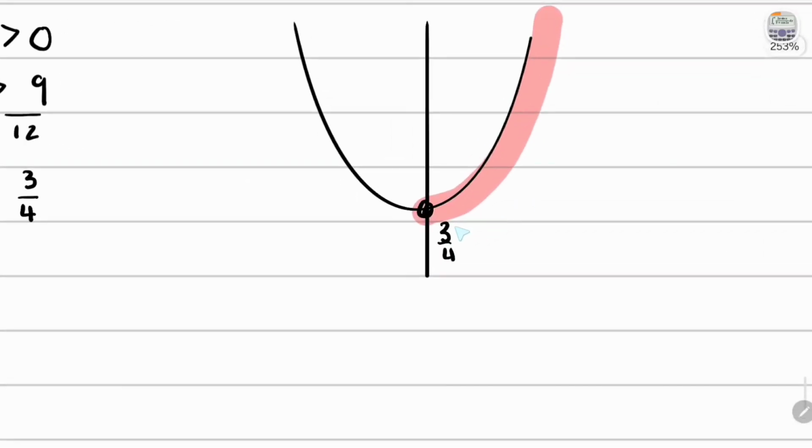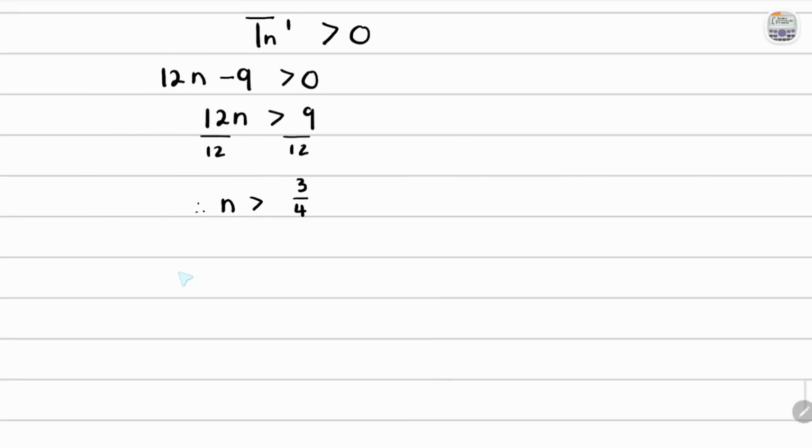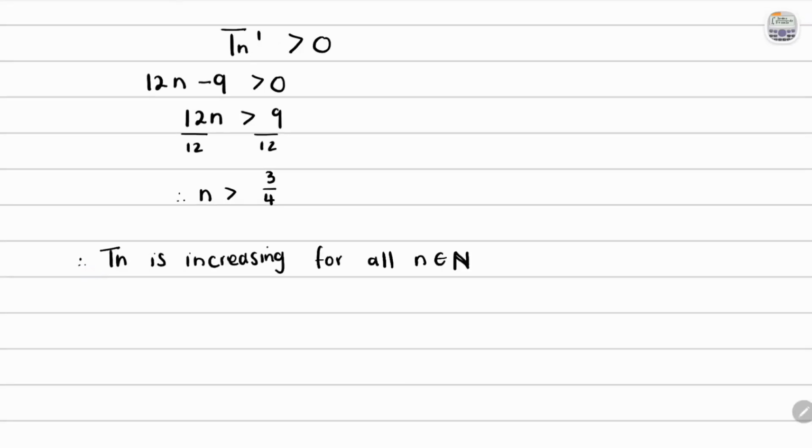It's going to be numbers like 1, because 3 over 4 is less than 1. It's almost 1, but it's less than 1. So after that, we'll have 1, and then 2, and 3. And you can see that for all these n values, the graph is increasing. So we can finally conclude that our pattern Tn is increasing for all natural values of n. So there we go. Tn, our pattern, is increasing for all natural values of n.